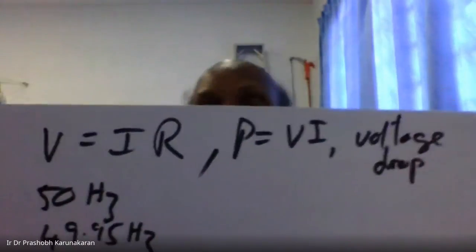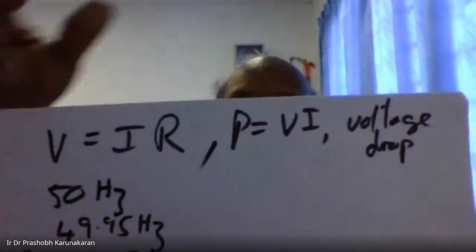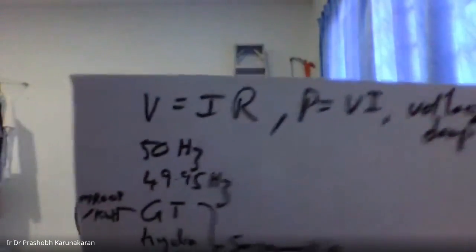So this is the only calculation I ever do in my 27 years of site work. Voltage drop, a little bit, not always. Voltage drop means your source and your load are very far away. Then only you need to do voltage drop calculation. Otherwise, you don't. You just use V equals IR.